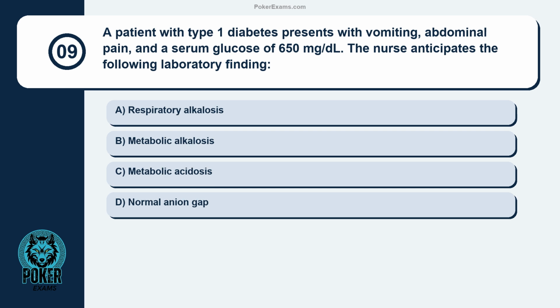Question 9. A patient with type 1 diabetes presents with vomiting, abdominal pain, and a serum glucose of 650 milligrams per deciliter. The nurse anticipates the following laboratory finding: respiratory alkalosis, metabolic alkalosis, metabolic acidosis, normal anion gap.